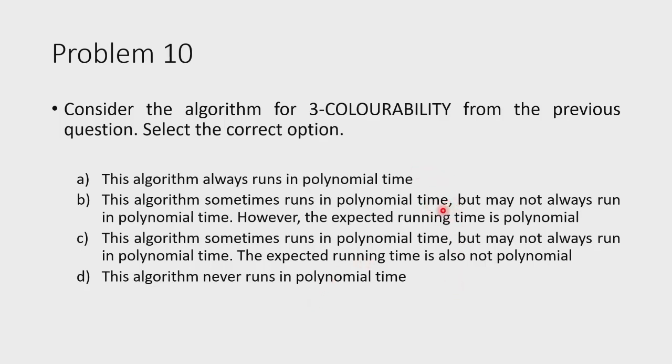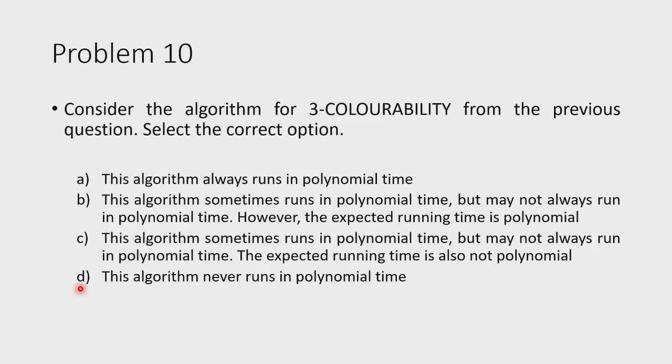I think the answer C is correct, because sometimes it may run in polynomial time. It's not necessary that every time it will run in polynomial time. Something is polynomial, something is non-polynomial, so the expected value obviously cannot be polynomial.